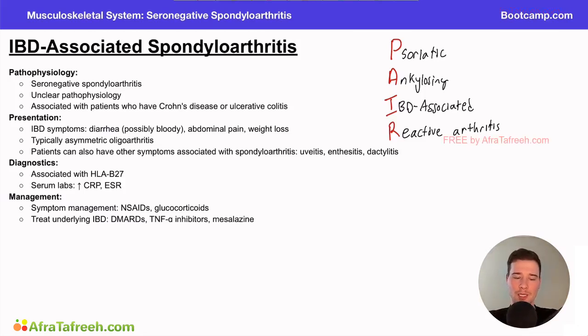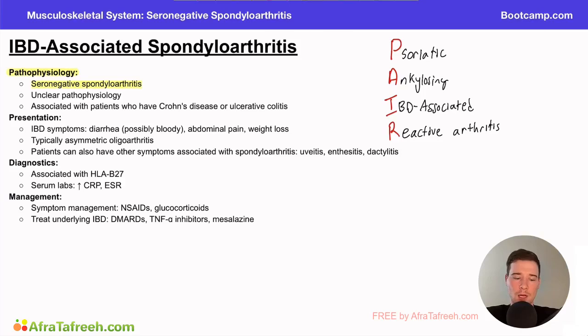So when we think about IBD-associated spondyloarthritis, again, it's really just a spondyloarthritis. It's all the things we talked about in the overview video, all the things we've been talking about in this chapter, in combination with a patient who has an IBD or inflammatory bowel disease presentation. So we think about the pathophysiology here. Again, it's a seronegative spondyloarthritis. Seronegative meaning that it is negative for the IgM rheumatoid factor.